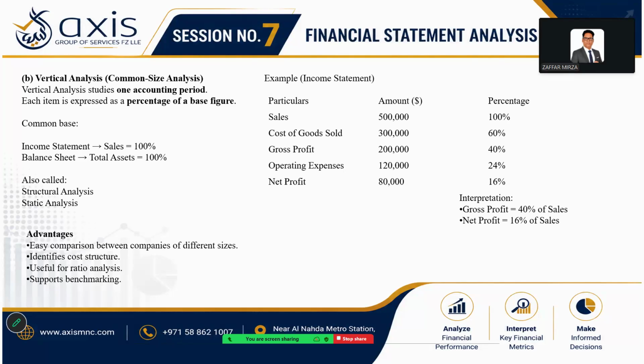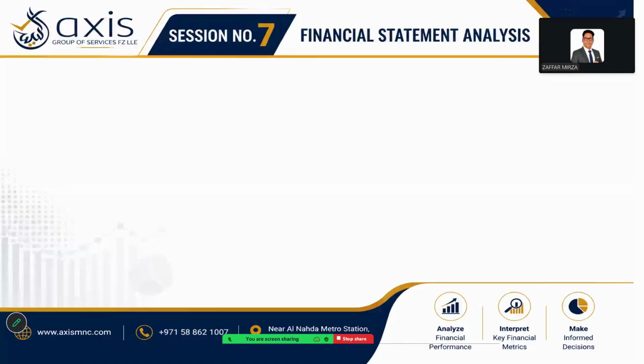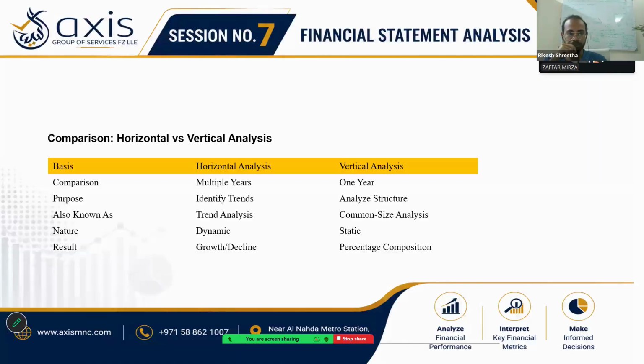From financial statement analysis, we are moving to ratio analysis. Limitations: limited to one accounting period, does not identify the trend over time. Common size will not help you understand the trend. Trend means different periods. Clear? Yes, sir. So what is the difference between horizontal and vertical analysis?